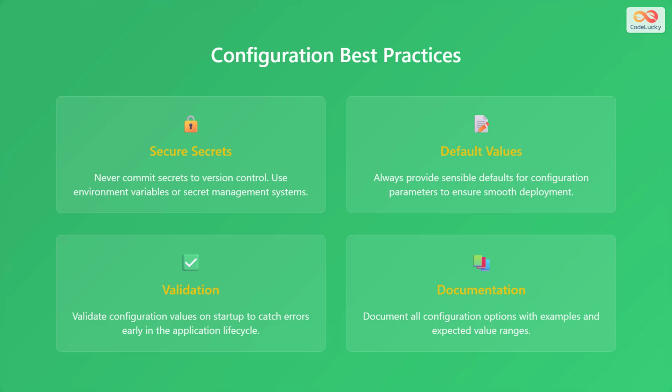Third, implement configuration validation on application startup. Validate that required fields are present, numeric values are within acceptable ranges, and URLs are properly formatted. Catching configuration errors early prevents runtime failures and makes debugging much easier. Finally, document all configuration options thoroughly. Include examples, describe expected value ranges, and explain the purpose of each setting. Good documentation helps team members understand and maintain the application configuration effectively.